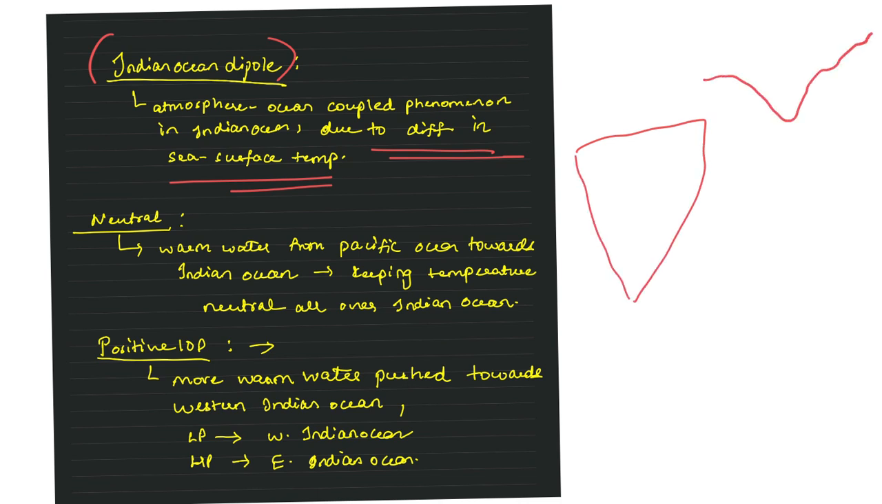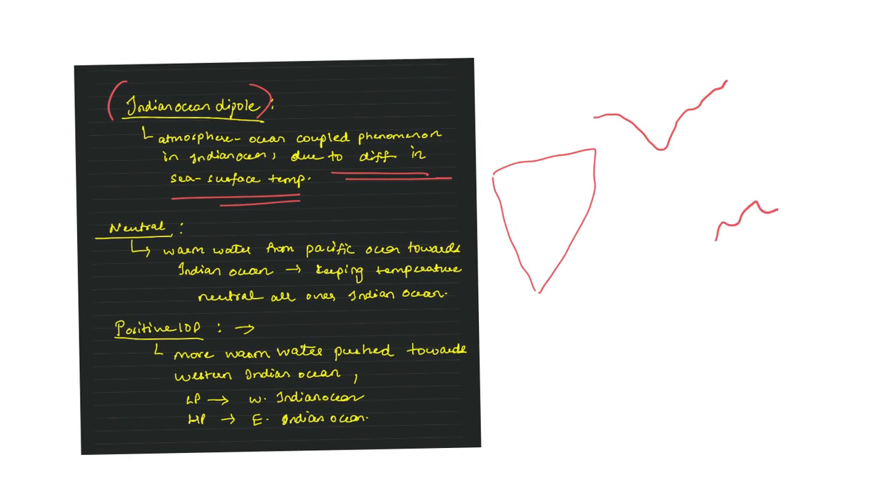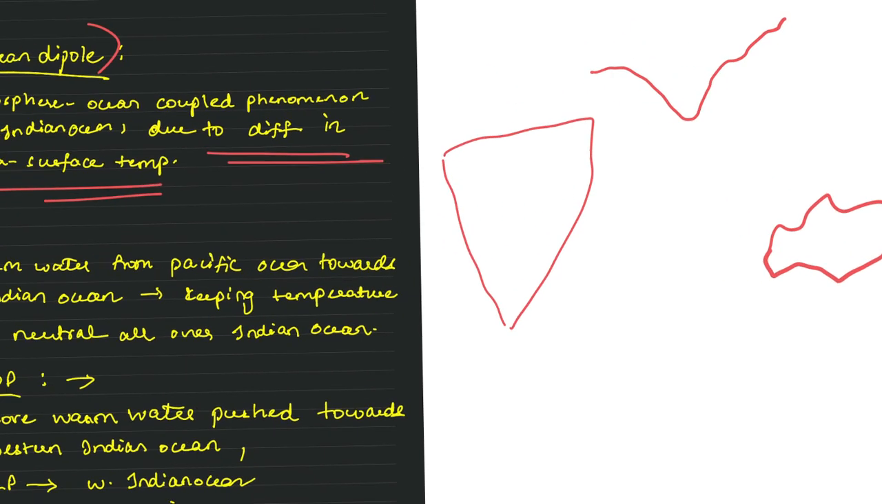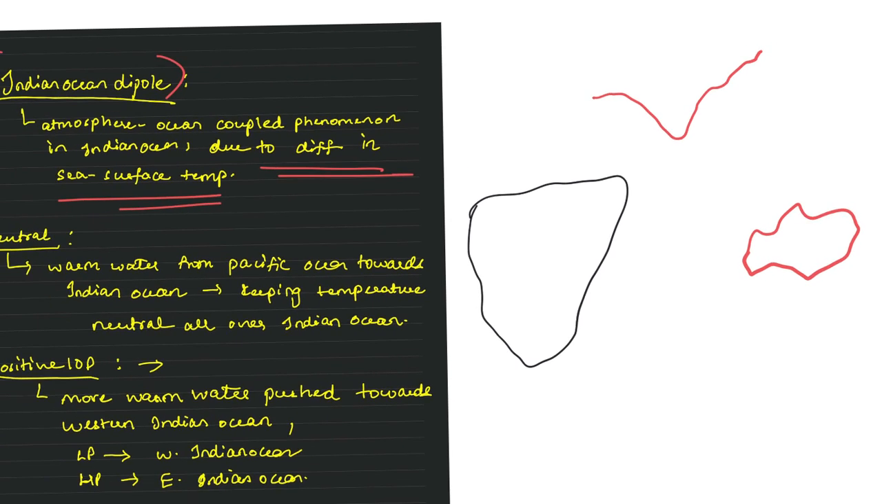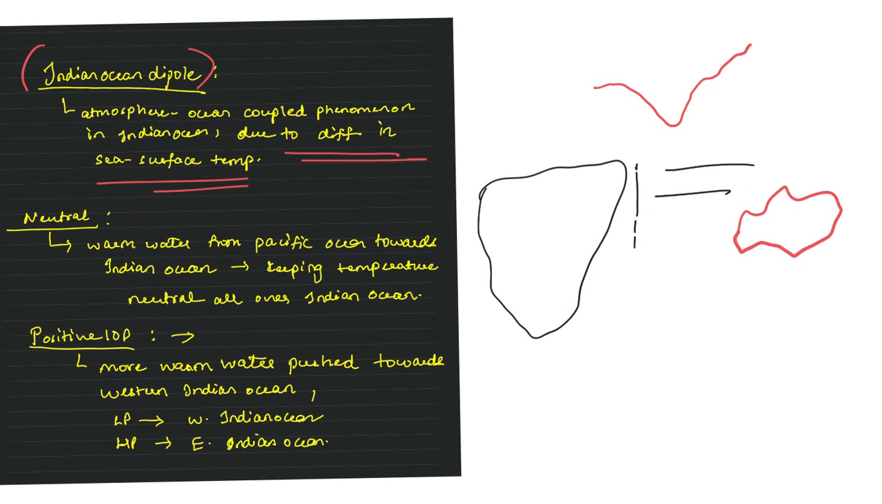Okay, so first see, this is Africa, Europe, Asia and Australia. So what happens Indian Ocean dipole due to, so this is all Indian Ocean, right? So due to the differences in sea surface temperature between Eastern and Western Indian Ocean, you see Indian Ocean dipole. So first neutral Indian Ocean, neutral IOD.